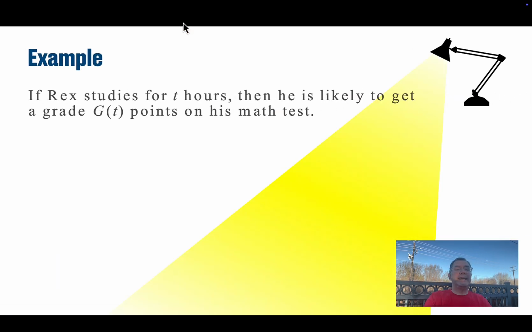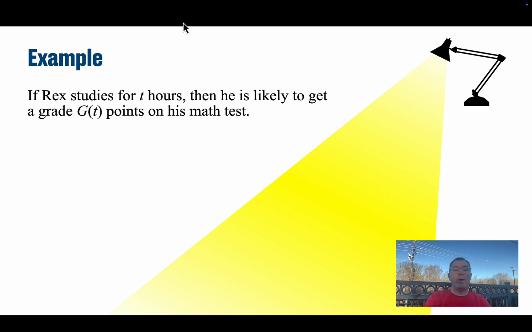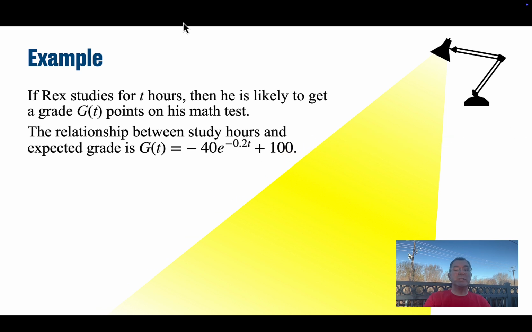The first one is Rex is studying for T hours, and we know that if he does, then he's likely to get a grade of G(T) points on his math test. So the relationship between the study hours, T, and the expected grade, G, is given by that function there. G(T) is negative 40e to the negative 0.2T plus 100.